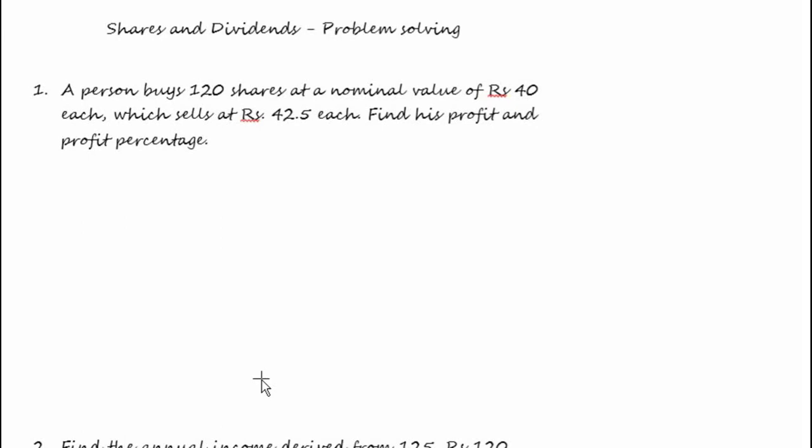In this module, let us solve a couple of problems from the chapter Shares and Dividends. Problem number 1. A person buys 120 shares at a nominal value of rupees 40 each, which sells at rupees 42.5 each. Find his profit and percentage profit.